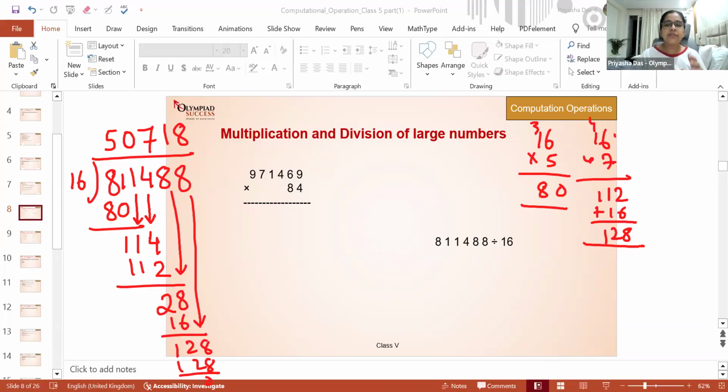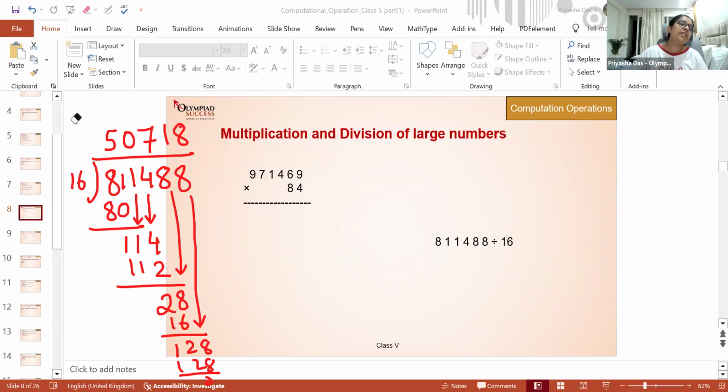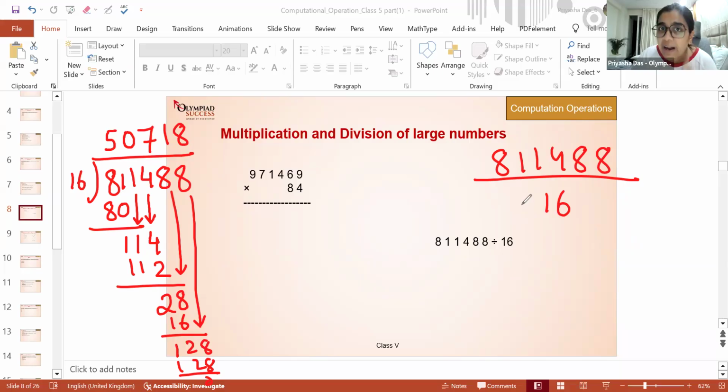Now, as Margaret and others were talking about the second method of division, ma'am will show you. This is called the fraction method, where you need not remember the tables of any number. Keep the bigger number in the numerator. Keep the smaller number in the denominator. And look for common factors. This is the next chapter which you're going to learn after 2-3 classes. That is going to be factors and multiples.